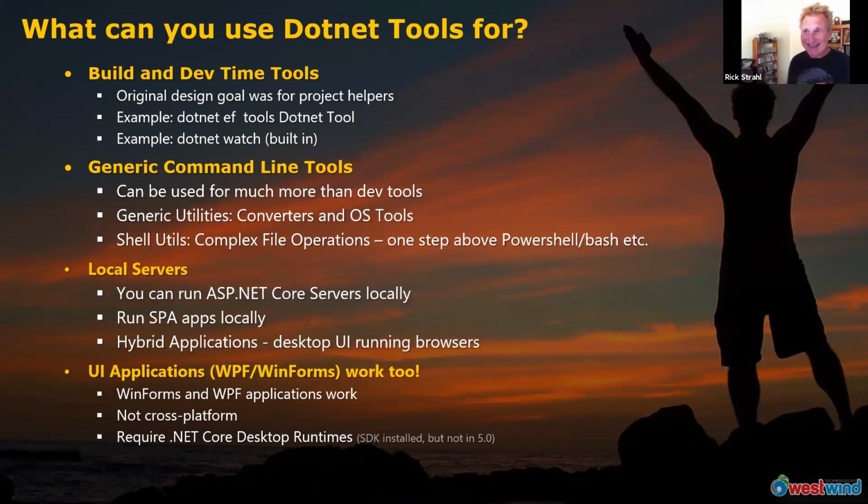For example, the Cake tooling for the Cake build system. There's a .NET Cake command that you can use, and that's something that you explicitly install, but it can then be invoked through the build pipeline the same way as some of these other tools. Then there's generic command line tools, right? So if you need to build some tools that go beyond what you would normally do with PowerShell or Bash, but you would rather use a full .NET environment, that's the kind of stuff you can build with .NET Tools.